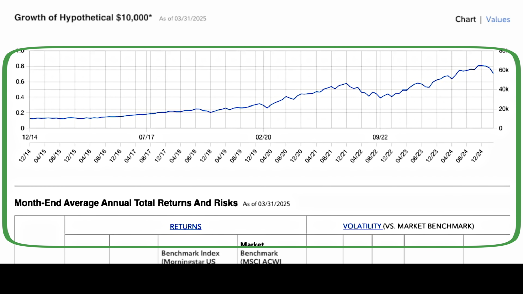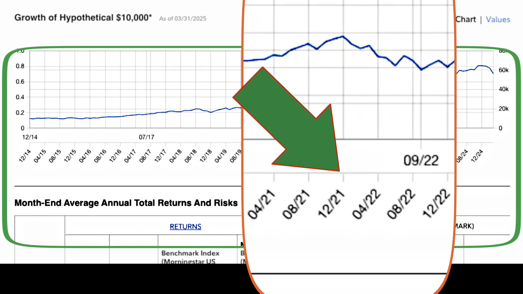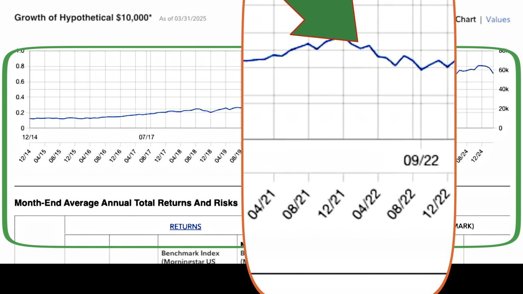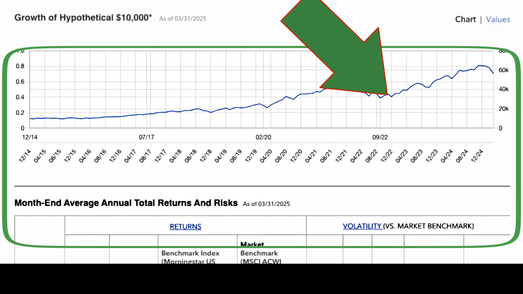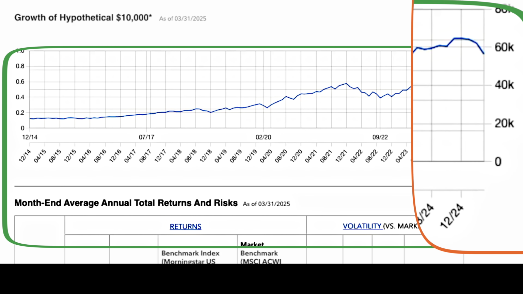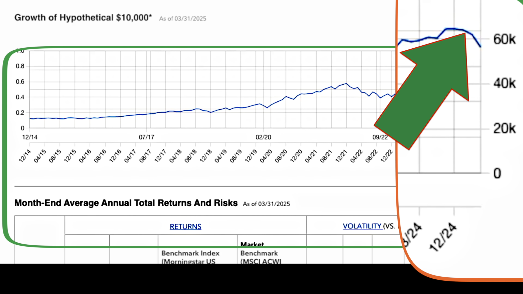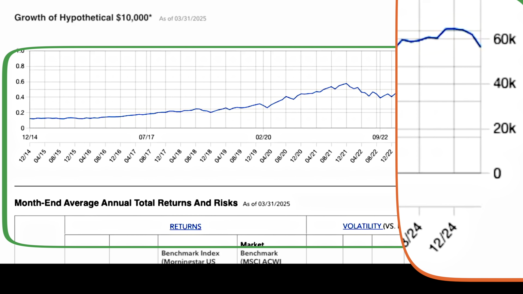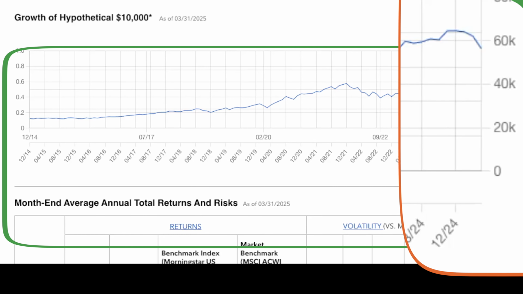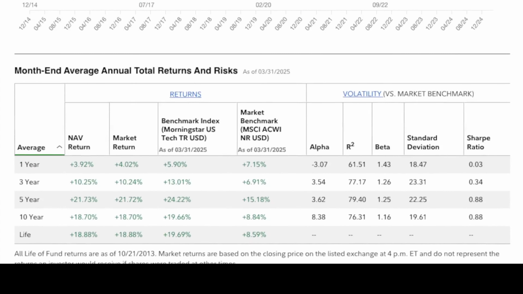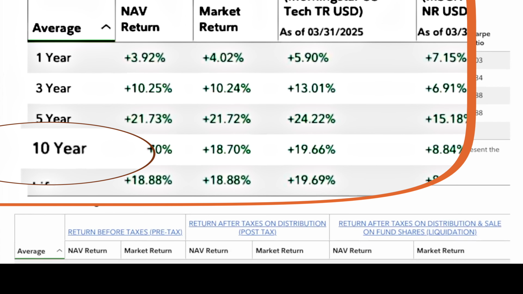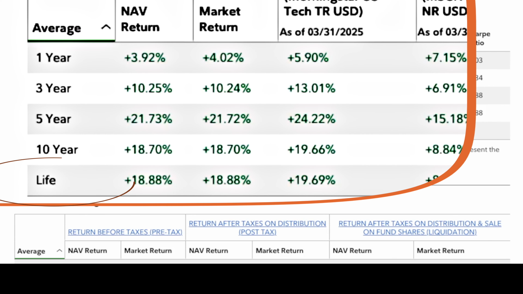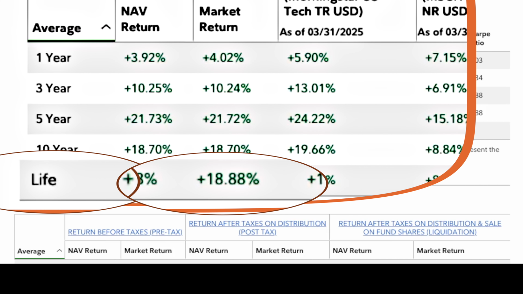Notice that around the end of 2021, there was the start of a dip which continued until around September, October of 2022. Then it started to rise. In recent months, there is another dip. Even after that dip, the average annual return is 18 point something. And that is reflected here. The 10-year market return is 18.70%, and the lifetime market return for this particular fund is 18.88%.